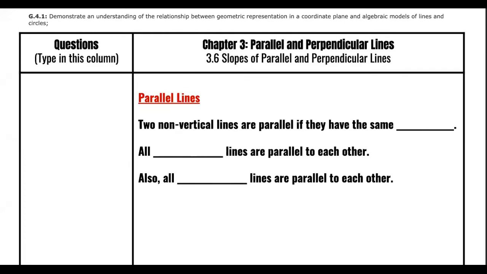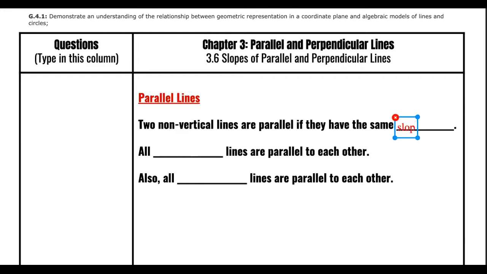We are going to be talking about slopes of parallel and perpendicular lines today. And this is the last lesson of chapter 3, which was all about parallel and perpendicular lines. So let's talk a little bit about parallel lines to start off with. Two non-vertical lines are parallel if they have the same slope. That's what we need here.